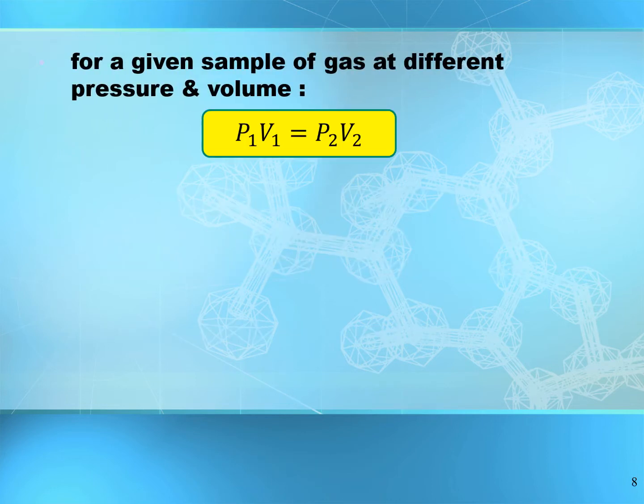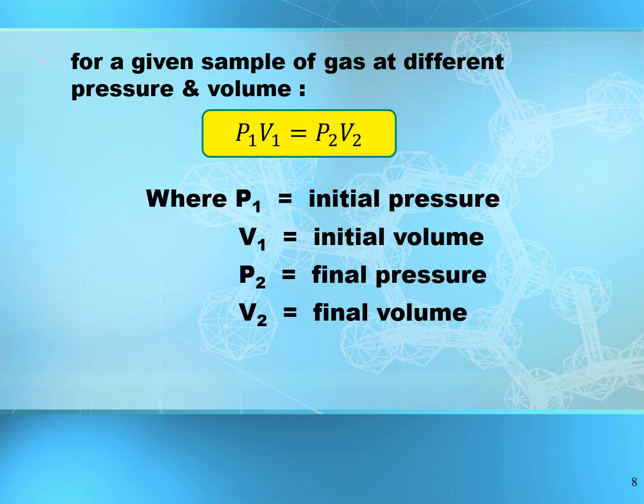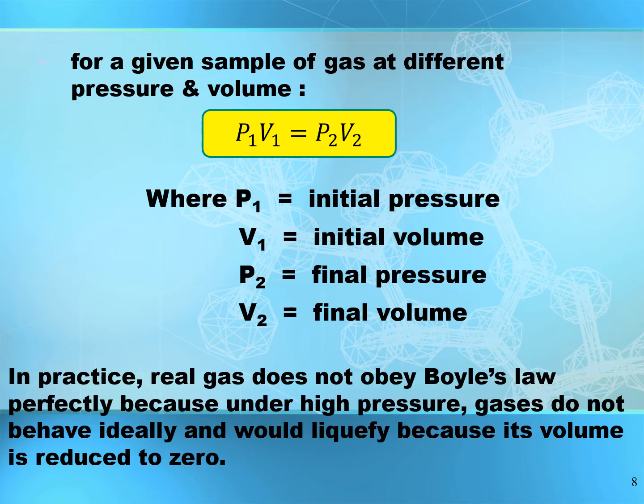For a given sample of gas at different pressure and volume, initial pressure times initial volume will equal final pressure times final volume. In practice, real gas does not obey Boyle's law perfectly because under high pressure, gases do not behave ideally and would liquefy, because its volume is reduced to zero.